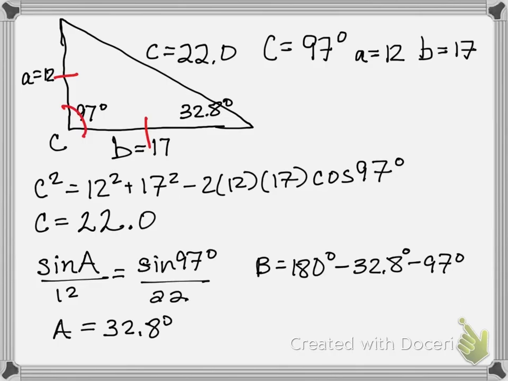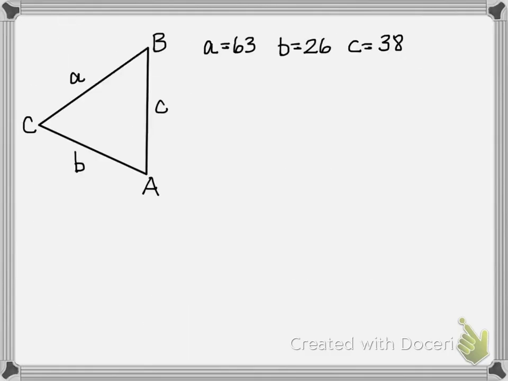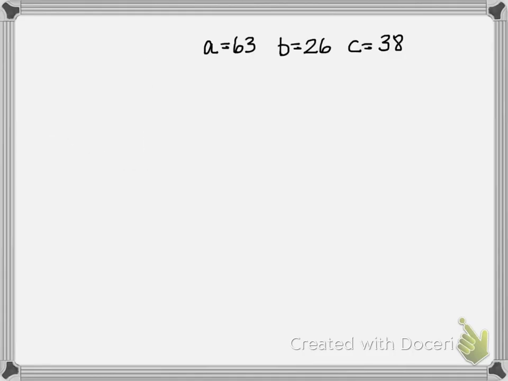So that's side, angle, side. And let's look at the final possibility here. This is a side, side, side. I'm going to create my own triangle. In this case where I'm not given an angle, I always like to put the longest side on the bottom, which in this case is A equals 63.